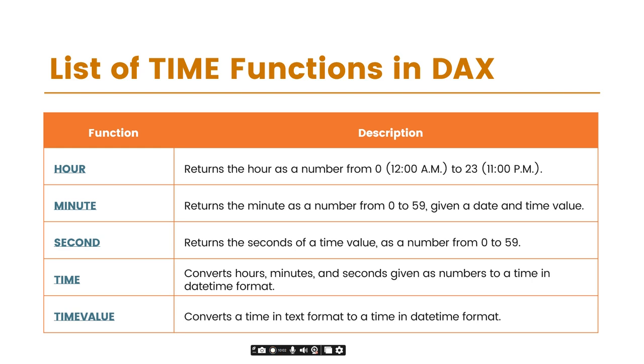Let's see what all functions we have in this time functions. We have hour, minute, second, time and time value. Let's try to understand practically what these functions are and how we get the output. And also, if you want more information about all these functions, I've already given the links for every function, so you can click on these links. It will take you to the Microsoft website where you'll get all the explanations, syntax and even the examples to learn more about these functions.